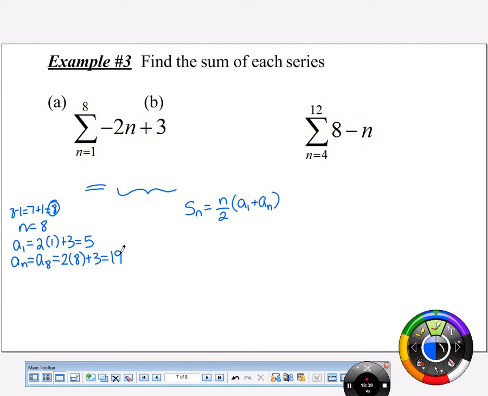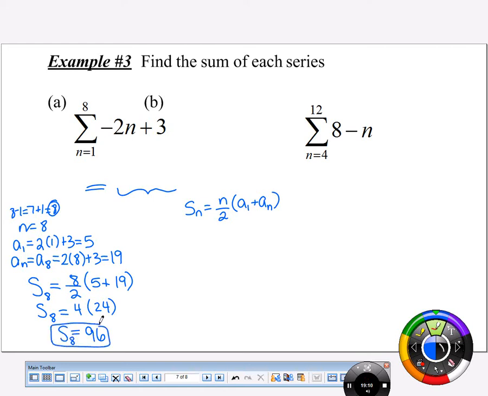Now I have everything I need to plug in to get the sum of the first 8 terms. n is 8, the first term is 5, and the nth term, or in this case the 8th term, is 19. So this is the sum of 8 terms. This is going to be the same as 4 times 5 plus 19, which is 24, which means the sum of the first 8 terms in this case would be 96.